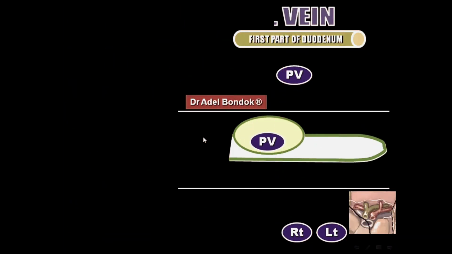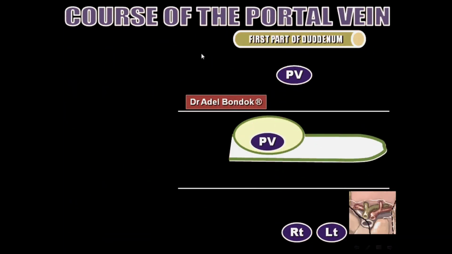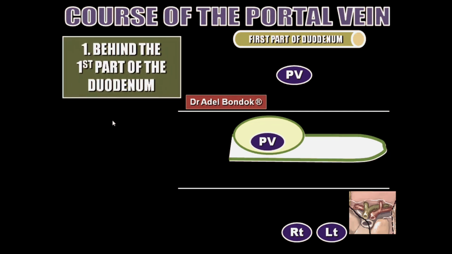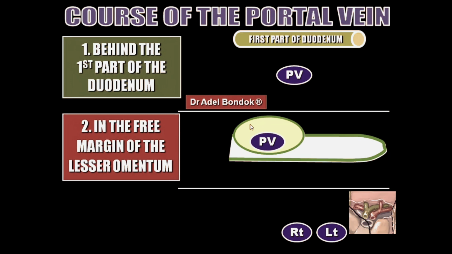The portal vein has a course formed of three parts. The first one behind the first part of the duodenum, second one in the free margin of the lesser omentum, and the third one at the porta hepatis.